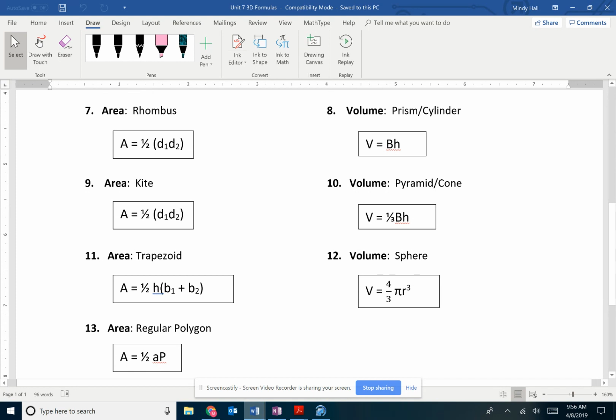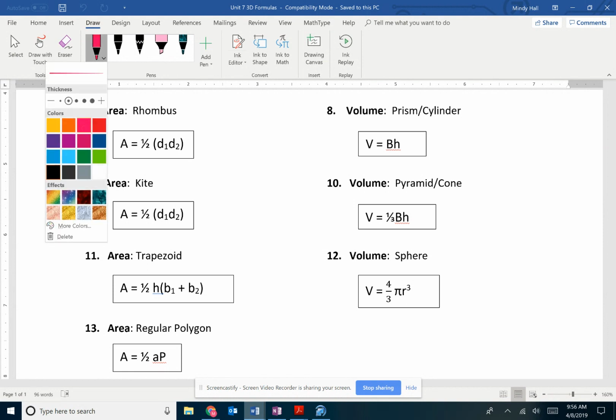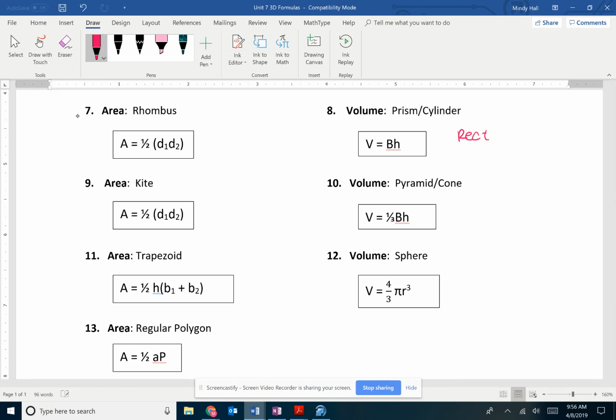And then you have all your volume of a prism or cylinder, volume of a pyramid or cone, and volume of a sphere. And just real quick, with volume of a prism or cylinder, remember that you do have special volume formulas if you have a rectangular prism, and these are just kind of optional. But it's volume equals length times width times height. And then for your cube, you have volume equals side cubed. But again, those are optional. Those are just, if you want to have them, you'll just have to remember them.